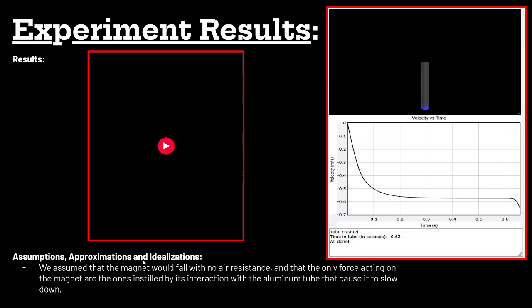We already went through these experiment results, but for the assumptions and approximations, we assume that the magnet would fall through with no air resistance, and that the only forces acting on the magnet were the ones instilled by its interaction with the aluminum tube that caused it to just slow down.